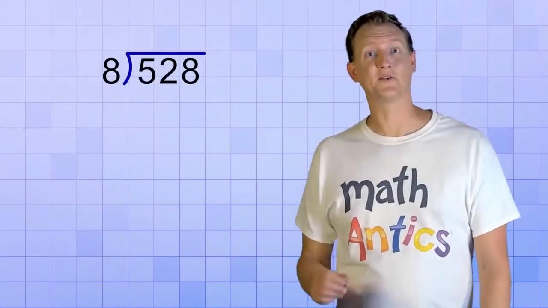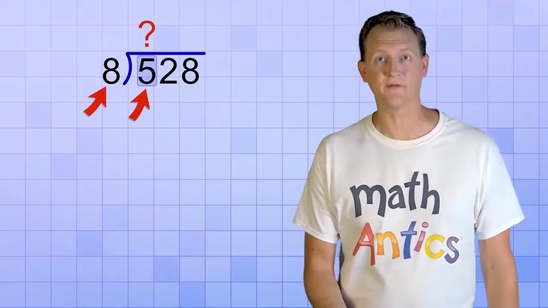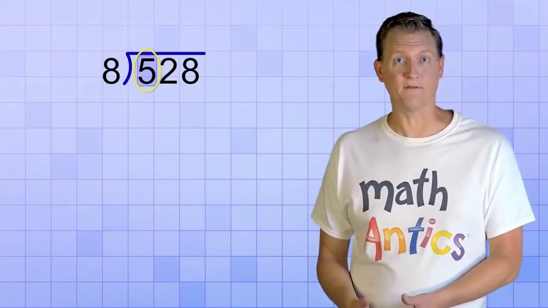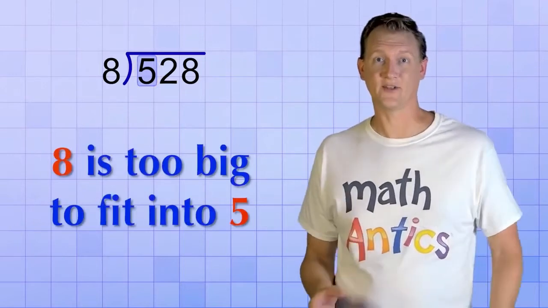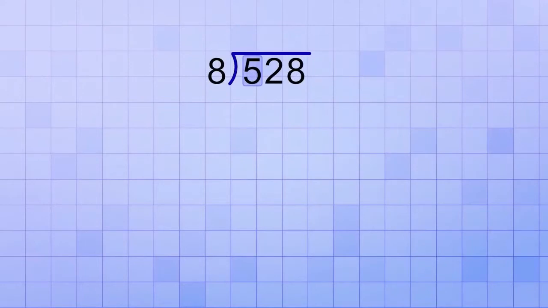And right at the start, you'll see we have a bit of a problem. When we ask how many 8's does it take to make 5 or almost 5, the answer is none. And that's because the first digit, taken by itself, is less than the divisor. 8 is too big to divide into 5. So what do we do? Well, instead of just trying to divide the first digit all by itself, let's group the first 2 digits together. If we group the 5 and the 2 together, then our first step will be to ask how many 8's will make 52. That's better. 8 will divide into 52 about 6 times. So we'll put a 6 in our answer line, right above the 2.